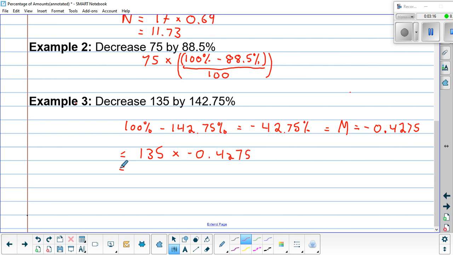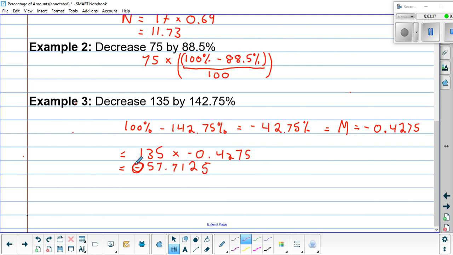Afterwards, once you have an answer, sometimes it's easier to make sense of what's actually happening, and I'll tell you where we could actually use this. So here we get negative 57.7125. We have this negative value, and that doesn't really make sense, right? We're decreasing an amount and getting into a negative amount.